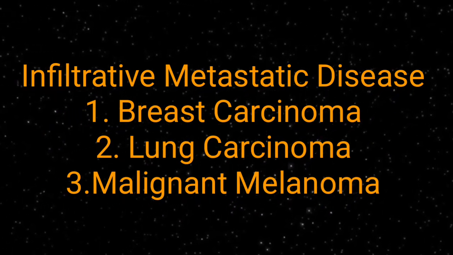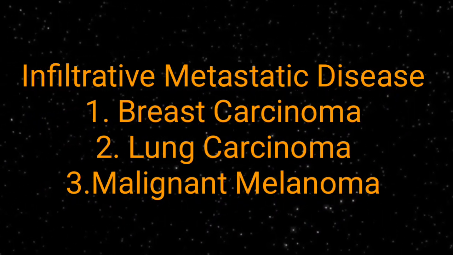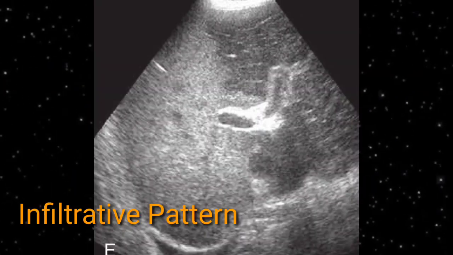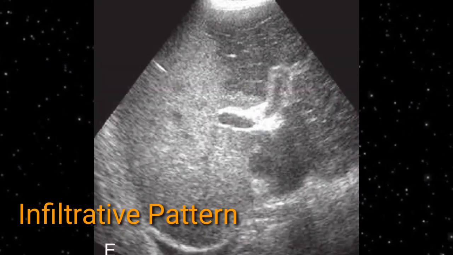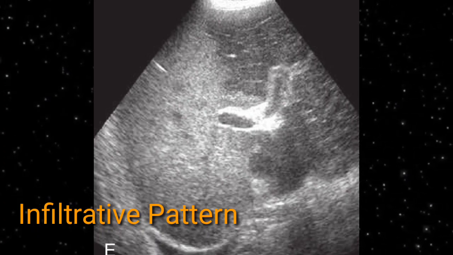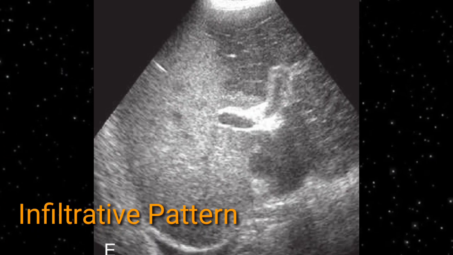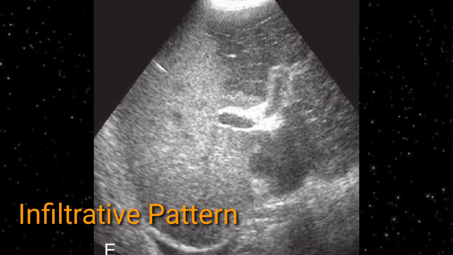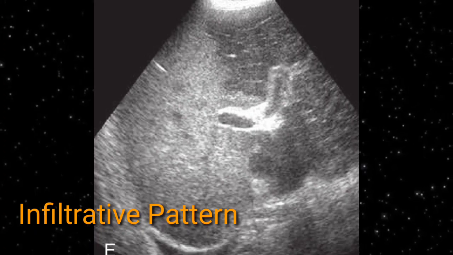Diffuse infiltrative metastatic disease can be seen in breast carcinoma, lung carcinoma, and malignant melanoma. Have a look and you will find an infiltrative pattern of hypoechoic lesion. This is actually the diffuse infiltrative form of metastasis, especially hypoechoic metastasis, and it has its own characteristics.